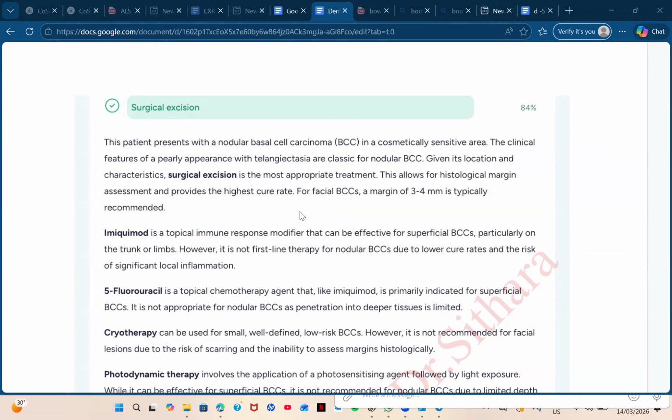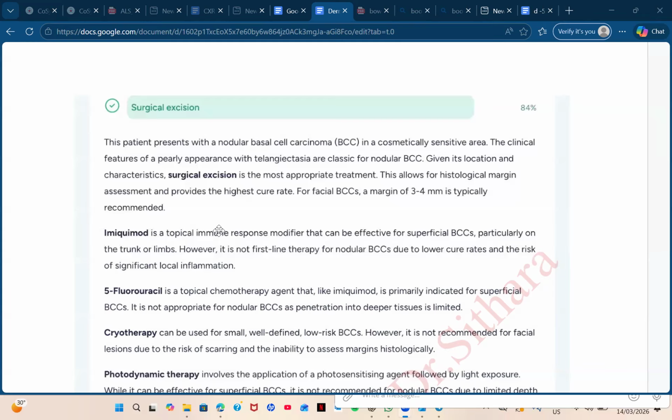Other than superficial BCC, we should do surgical excision with margin. How long should the margin be? 3 to 4 millimeters is typically recommended, right? Please remember these things, right?